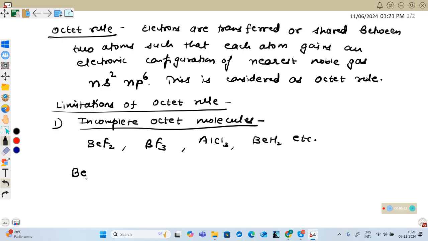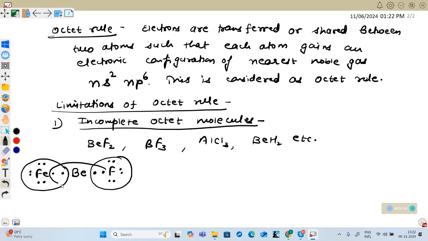Here if you just see beryllium, electronic configuration 2,2, atomic number 4. It has 2 electrons in the valence shell. Fluorine needs 1 electron to complete its octet. So fluorine is following the octet rule but not beryllium. The central atom is beryllium. Fluorine has 7 electrons in the valence shell. It is a halogen atom, right? So each fluorine will share 1 electron. This is its Lewis dot structure. In BeF2 molecules, beryllium will have only 4 electrons. So it is an incomplete octet.